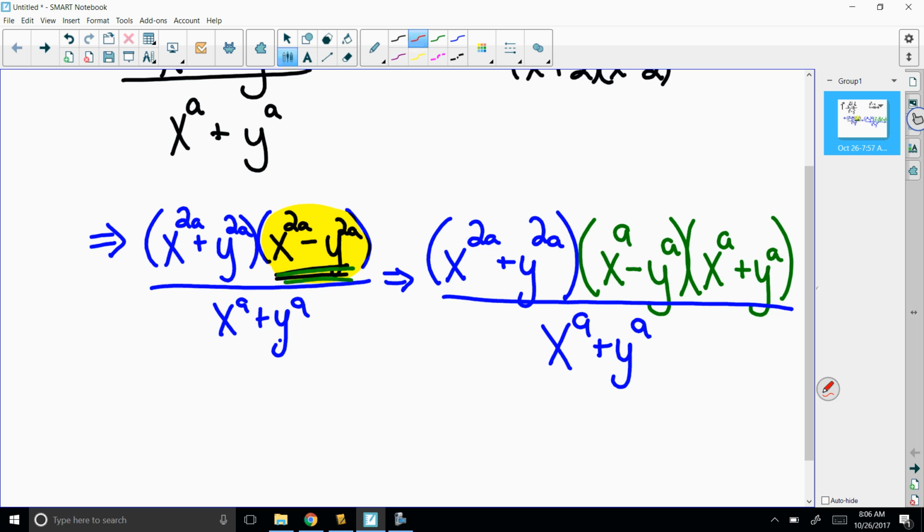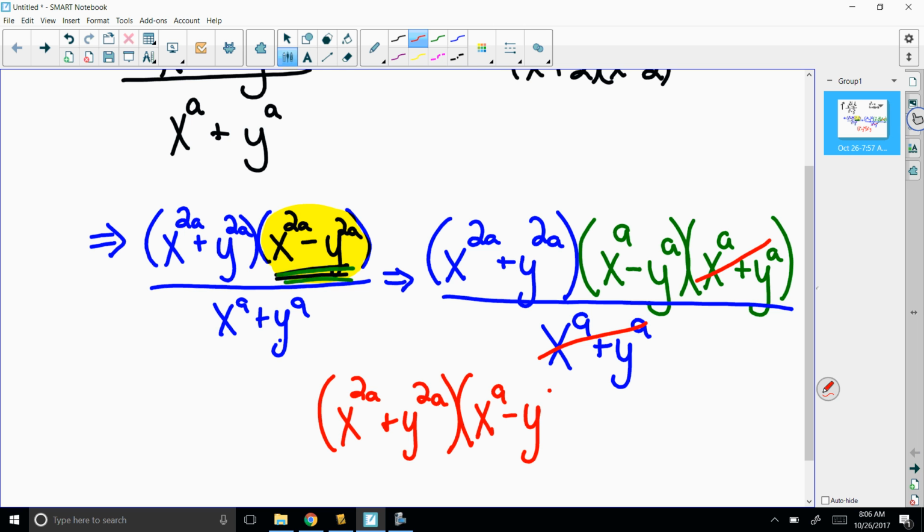So now what happens? Now you have that factor that will cancel, and your answer is going to be the quantity x to the 2a plus y to the 2a times the quantity x to the a minus y to the a.